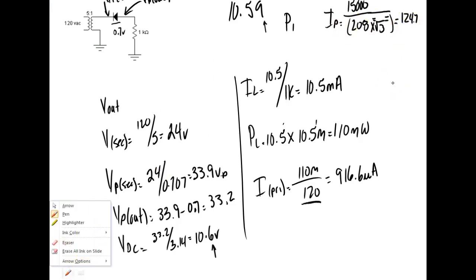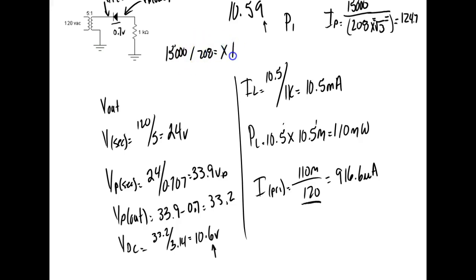Y'all have to be careful. This is a common mistake. People will say 15,000 divided by 208 times the square root of 3. It's not that. You've got to put it in parentheses. So this is what most people would do: in their calculator they'd key in 15,000, then divided by 208, then equals, and then times 1.73. That's not the equation. Y'all understand that?